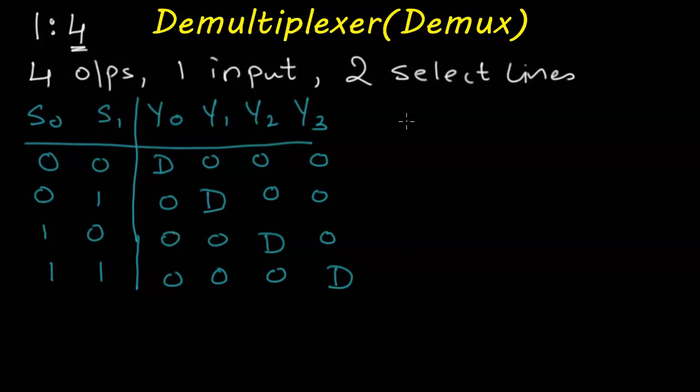So using this, it's very easy to understand how to get the equation. Y0 is going to have S0 bar, S1 bar and D.